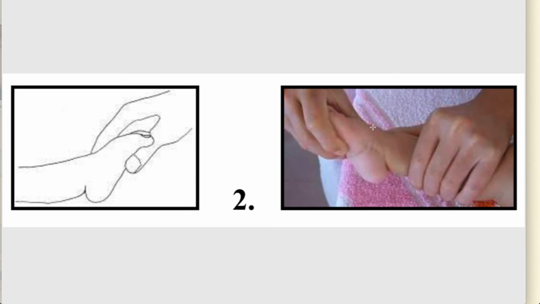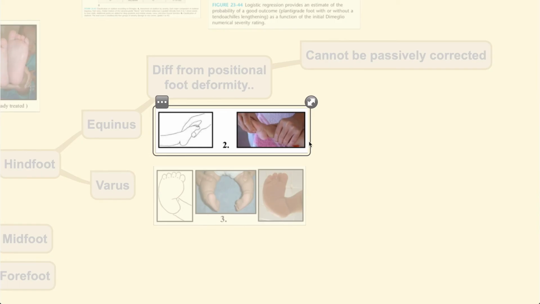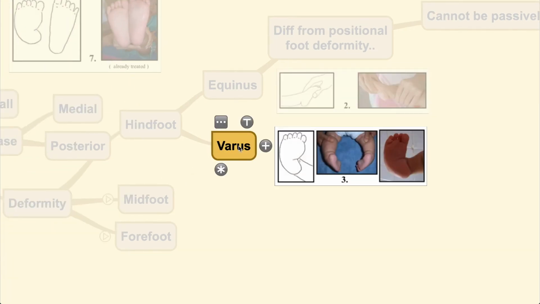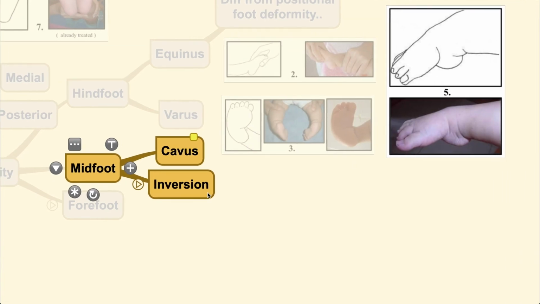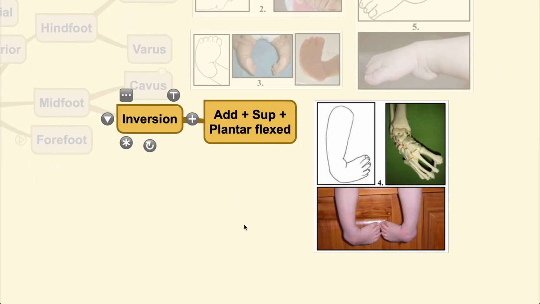But if the patient's dorsal aspect of the foot cannot touch the anterior aspect of its leg when given this force, then it is definitely an abnormal foot and requires treatment. Now moving on, the varus can also be seen at the hind foot, and for the midfoot you could see that there will be cavus, and there would also be an inversion, which is a complex deformity with an adduction, supination, and plantar flexion component.